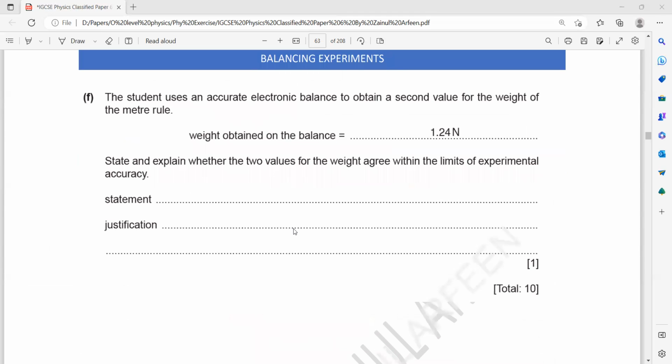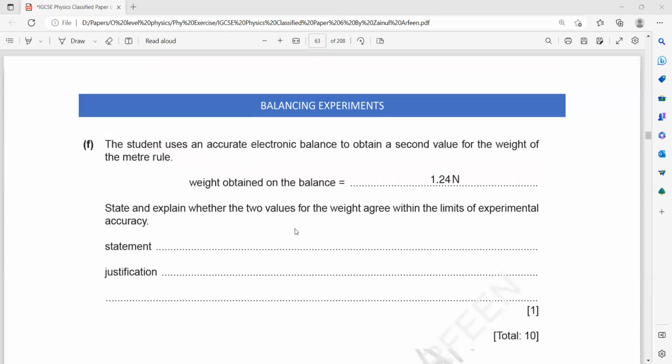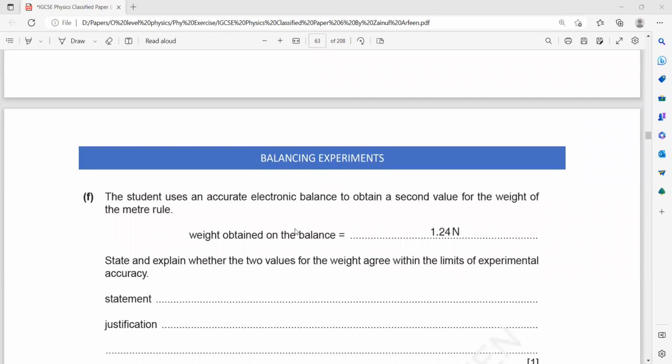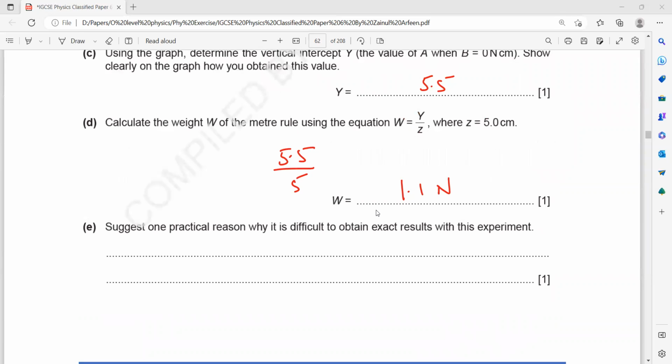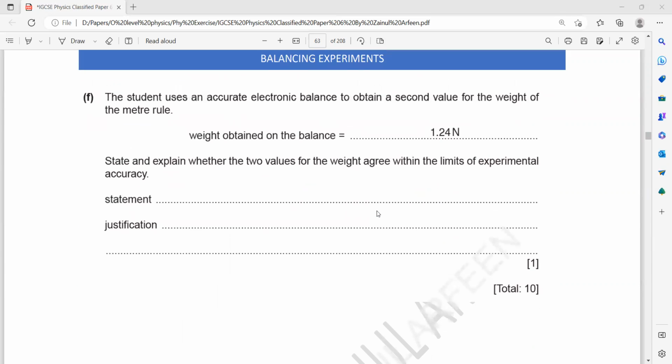A student uses an accurate electronic balance to obtain a second value of the weight of a meter rule, which is 1.24. State and explain whether the two values are within limits. Like, our first value for the weight of a meter rule was 1.1 and another value is 1.2. Can I say they are equal? Yes or no? Yes, 1.1 and 1.2.